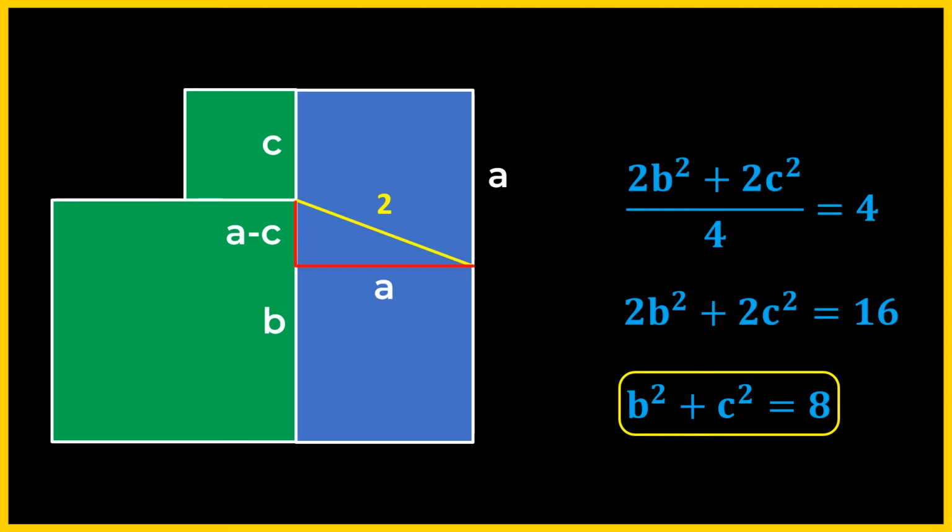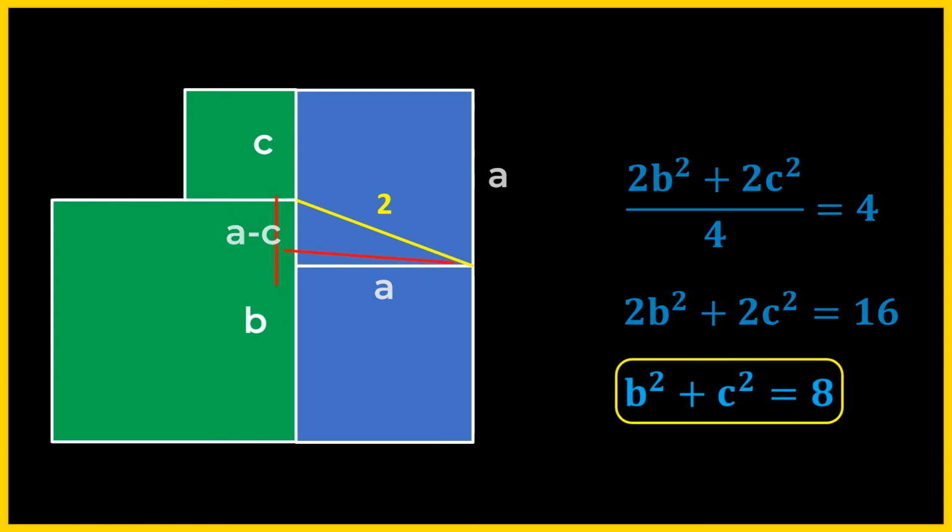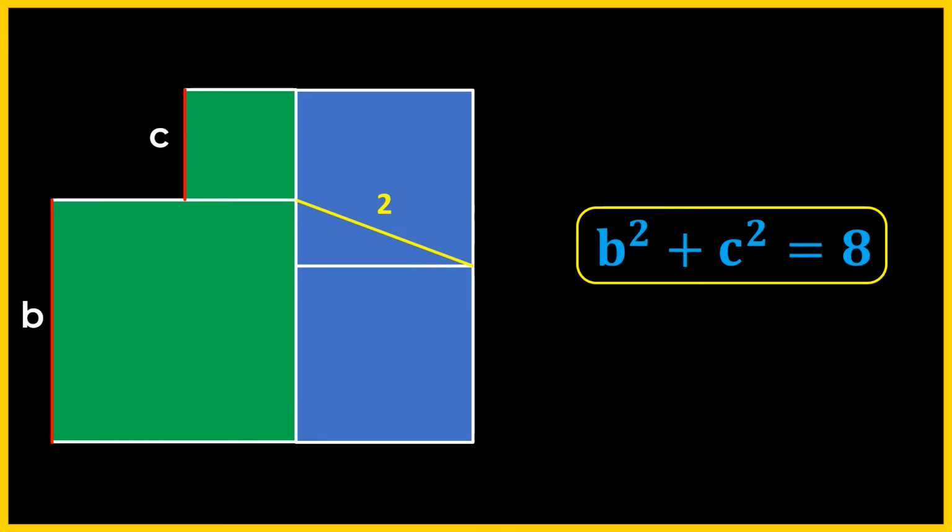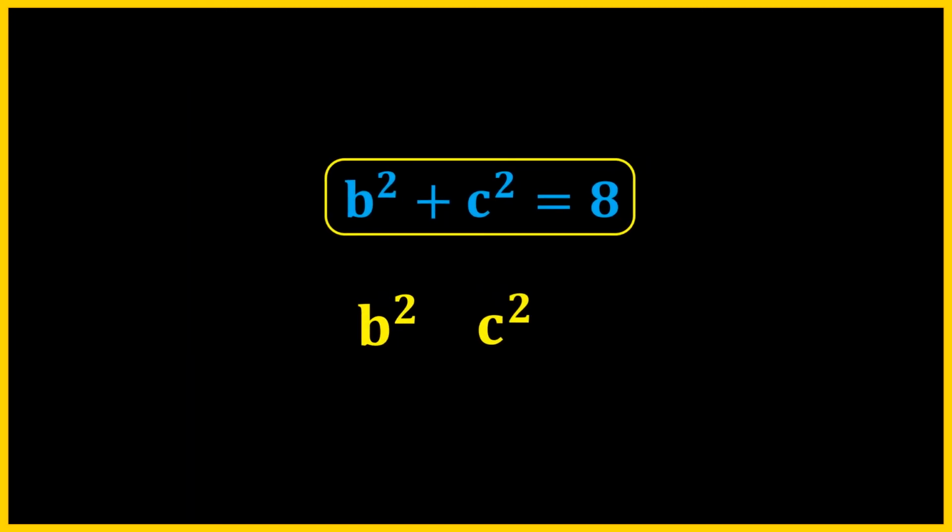But let me ask you one question. What was the goal of this video? It was finding the area of the green squares. But what is the area of the green squares? Since we assume that the bigger green square has a side length of B, that means that the green square has an area of B squared, because the area of a square is simply the length of the square squared. And then we can say the same thing about the smaller one. The area of the smaller one is C squared. So basically, what we wanted to find is B squared plus C squared. And guess what? We already did. B squared plus C squared equals 8.